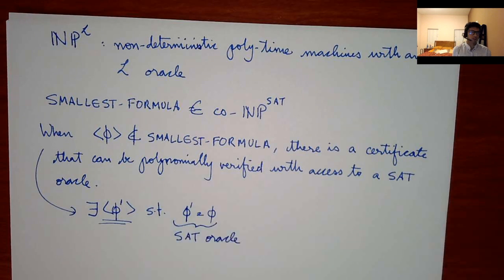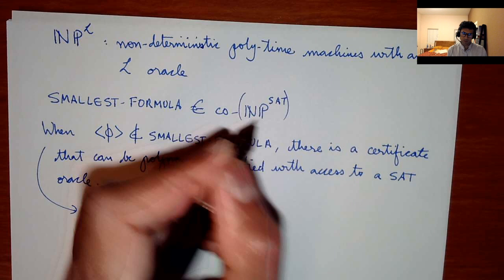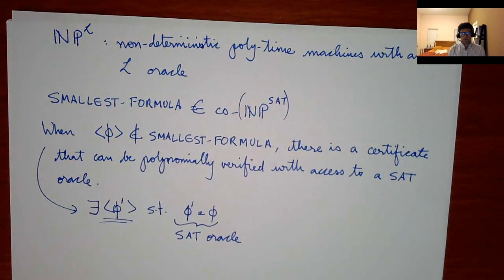You can always check two formulas, because whether two formulas are the same is basically a formula, and it can just evaluate this formula. Does this make sense? Why smallest formula is in co-NP to the SAT. But we can also switch the parentheses. Questions?